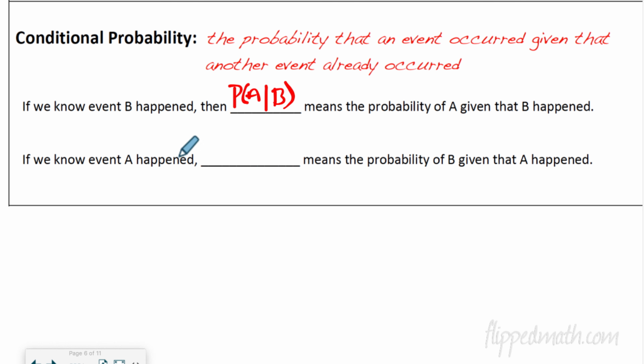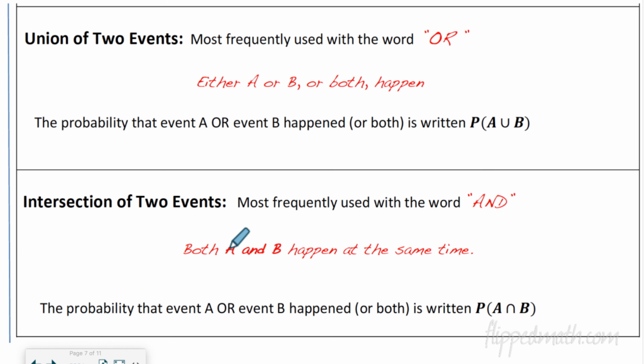If we know that A already happened, then we would just write it like this, given that A happened. That would come second. And so the probability of B given A, that's how we would write that. So in the first situation, we know that B happened, and in the second situation, we know that A happened. So this is given B, this is given A. As I said, we're going to do some examples in a few minutes.